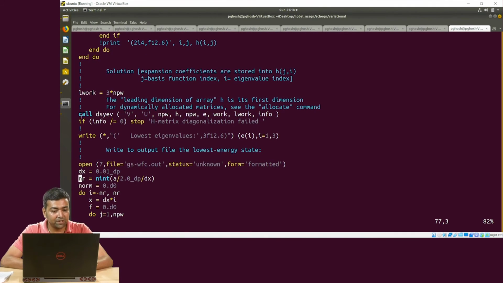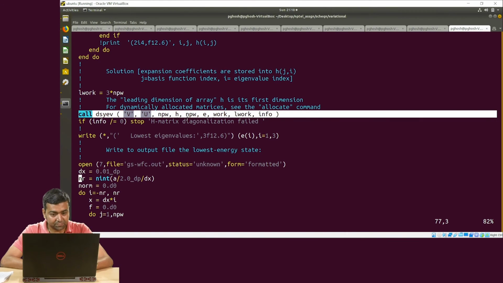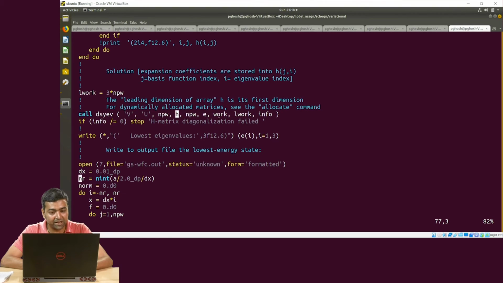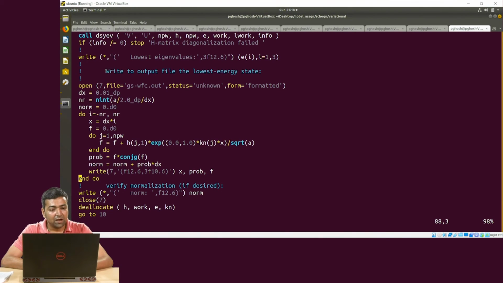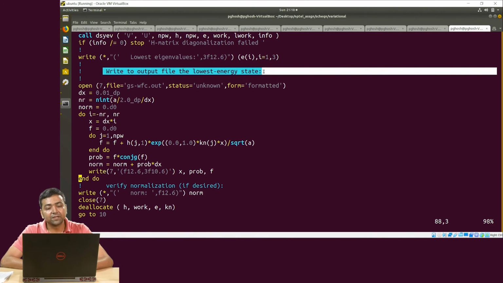Once I have called this subroutine, it has done its job and returned the values, that is, the eigenvectors stored in H, the eigenvalues E, and the status stored in info. Then the code first checks what the status is. If info is not equal to 0, the code stops here, saying there is some issue with the matrix diagonalization and it has failed. If this condition is not satisfied, the code goes to the next line and prints out the 3 lowest eigenvalues. Here I have printed out only the 3 lowest eigenvalues, you can print out even more if you want. And then it writes to the output file the lowest energy eigenstate.